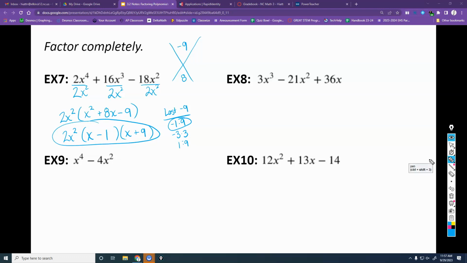All right, let's look at example 8. Peyton, what's my greatest common factor? 3. Yeah. 3. How many x's can I take out, Peyton? 3. Nope. No.